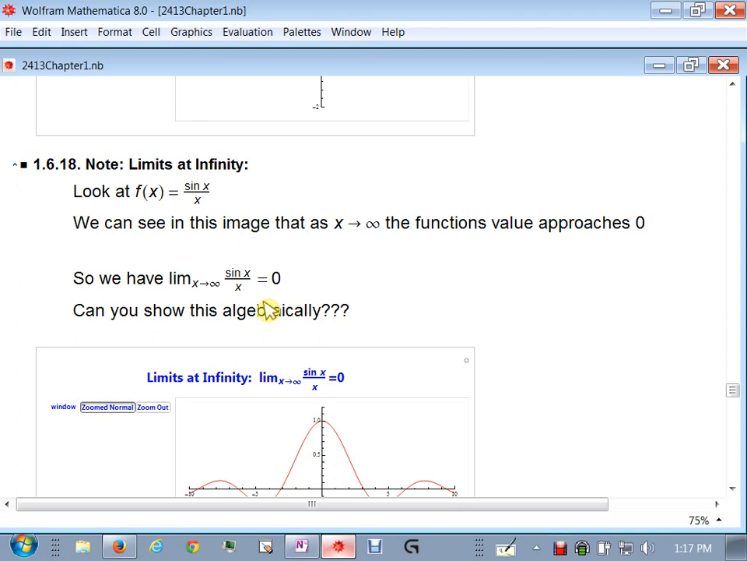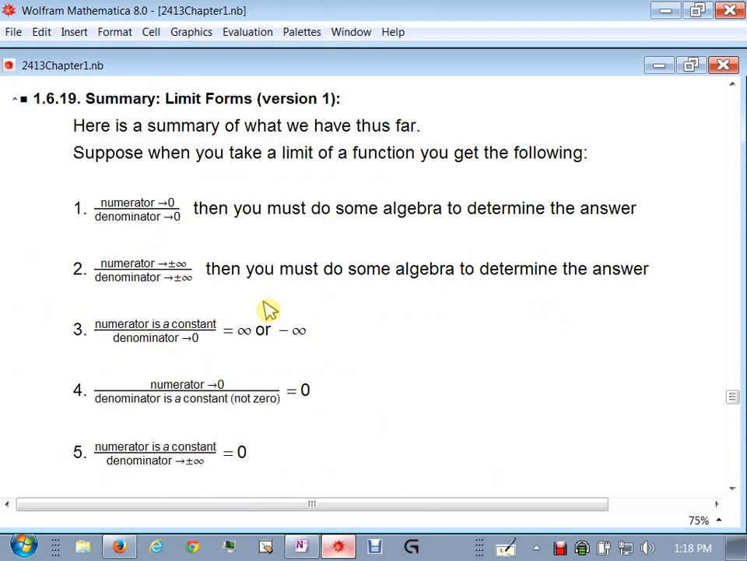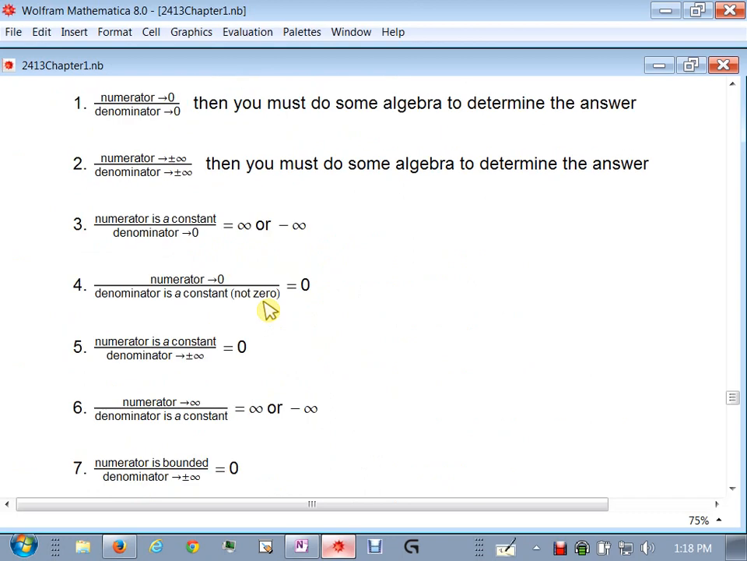The top's not fixed. I use a different term for it, though. Bounded, right? We said the top was bounded, and the bottom was approaching infinity. Anytime you have bounded over infinity, it goes to 0. So we did talk about that last class. And this is a summary, all right?